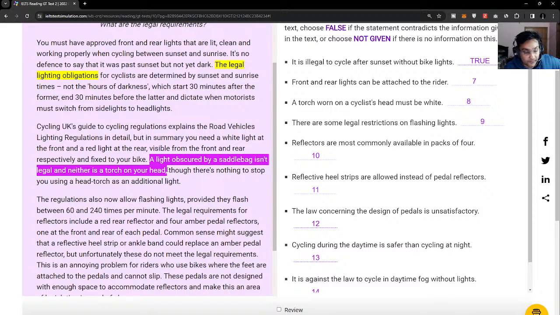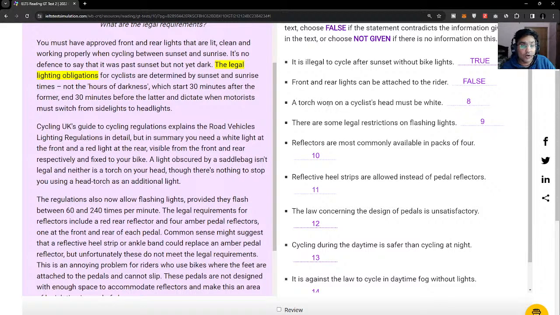Okay. A light obscured by a saddlebag isn't legal, and neither is a torch on your head, which means that there are legal restrictions. So front and rear lights cannot be attached to the rider. This perfectly matches, but perfectly is an opposite. It completely contradicts the statement. Cannot be attached and hence it is false. Oops, it is false. A torch worn on a cyclist's head must be white.